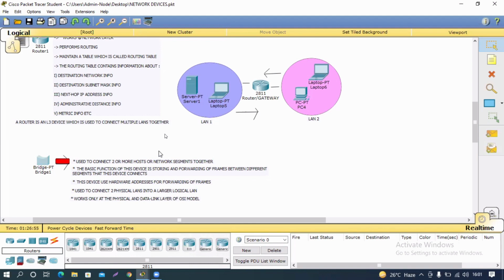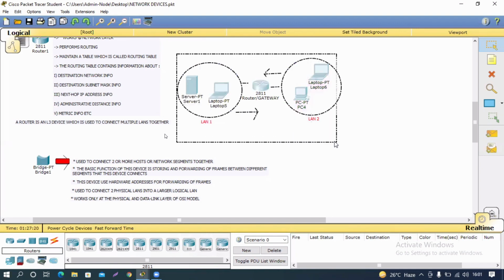It's an old device actually. These days we don't use bridges, because a switch performs these functions also, so we don't need a separate bridge device to bridge multiple LANs. You can see that it is used to connect physical LANs, two physical LANs, to make a larger logical LAN. When you join LAN 1 to LAN number 2 with this device, the entire size of the LAN will be bigger. This is what we call a larger logical LAN.